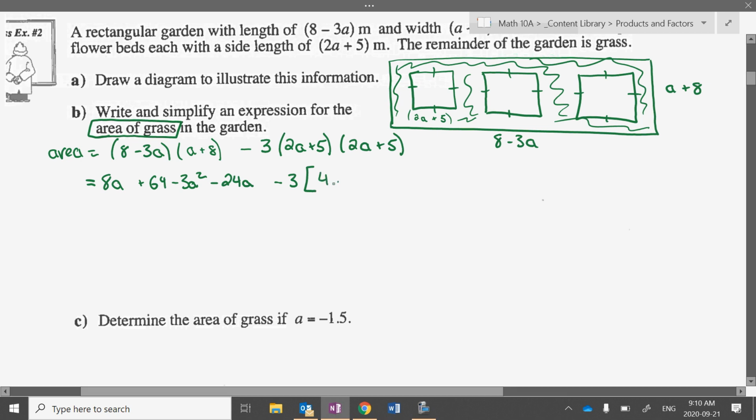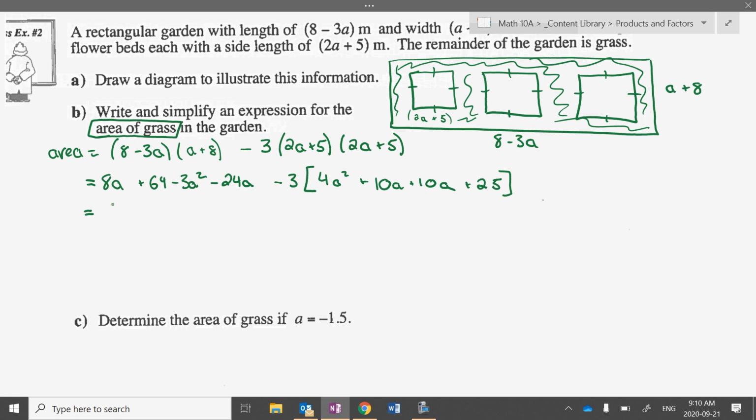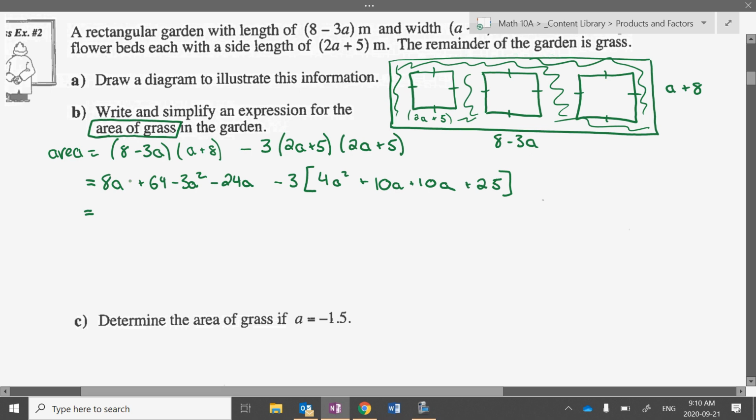So then I get 4a squared plus 10a plus 10a plus 25. I'm going to clean up this first jumble of stuff and put it in the order that we usually see. That I find to be really helpful, right? It's all about making it more friendly for us. So I get negative 3a squared. I have 8 positive a's minus 24. So that gives me a negative 16a plus 64.